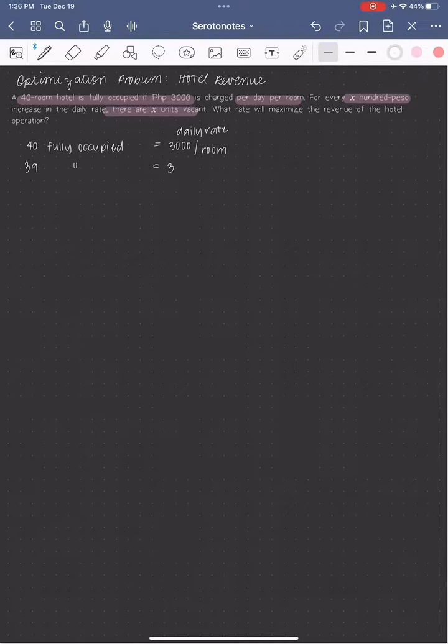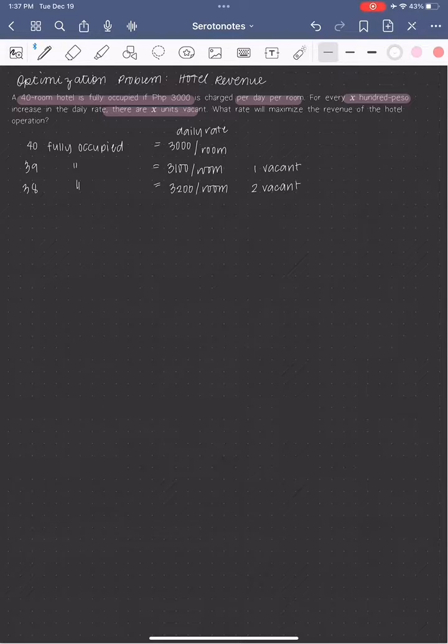Before we get into the calculus of the problem, let's first have an idea of what actually happens. It says that if your hotel is fully occupied, that means all your 40 rooms are occupied, then the daily rate is 3,000 pesos. If 39 out of the 40 rooms are occupied, your daily rate increases by 100 pesos and that becomes 3,100 pesos and you have one vacant room. If 38 are occupied, you have two vacant rooms, then your daily rate is 3,200 pesos. And so on and so on.